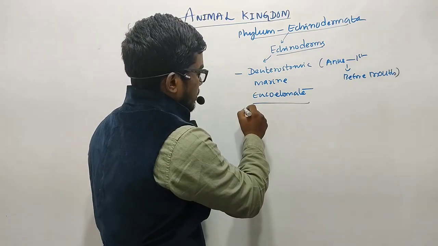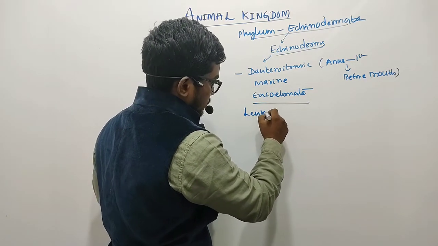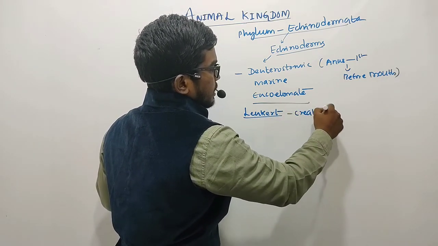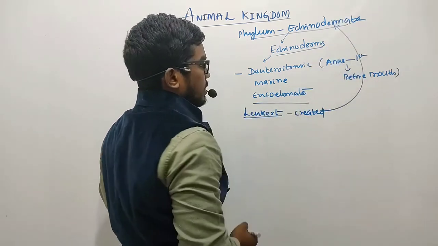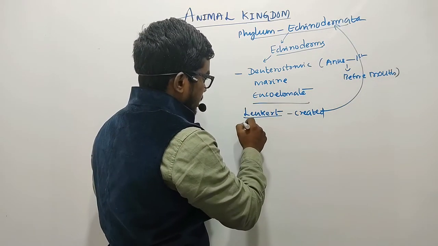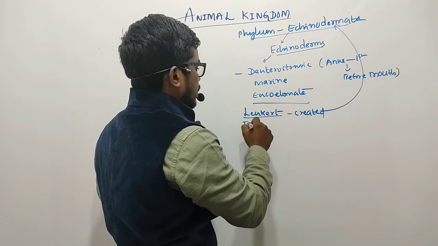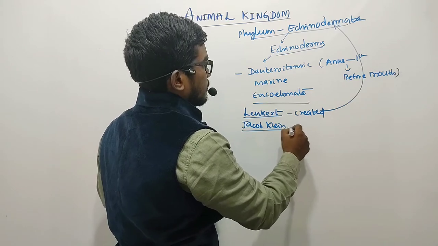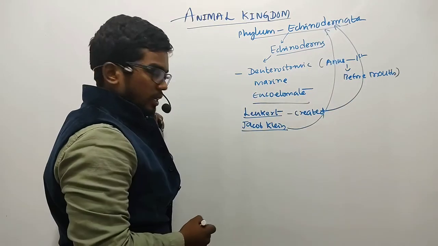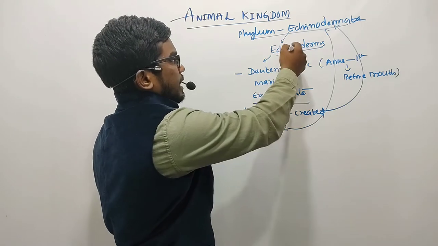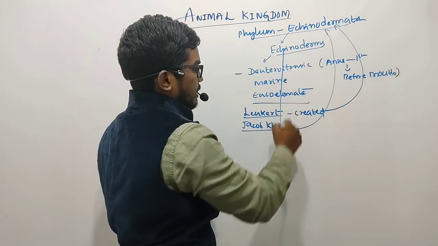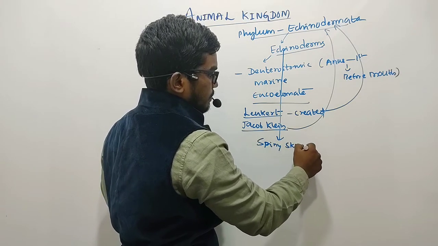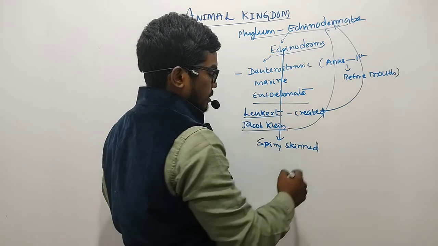Remember here the scientist Leuckart, in fact, is responsible for the creation of the phylum called Echinodermata, and we have Jacob Klein, who is responsible for coining the term Echinodermata. The organisms belonging to this phylum are referred to as spiny skinned animals. There is presence of spines on their body.